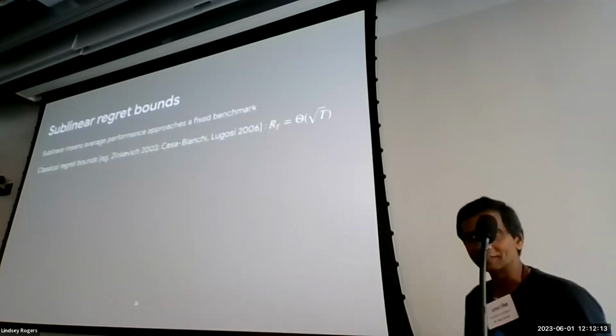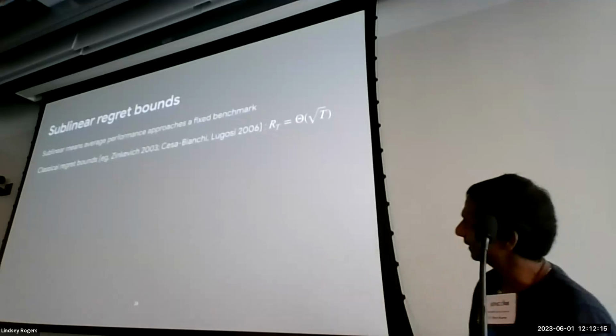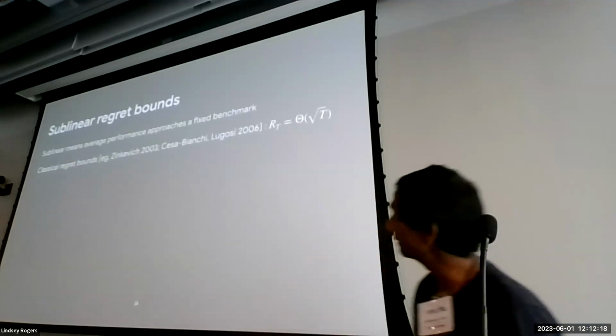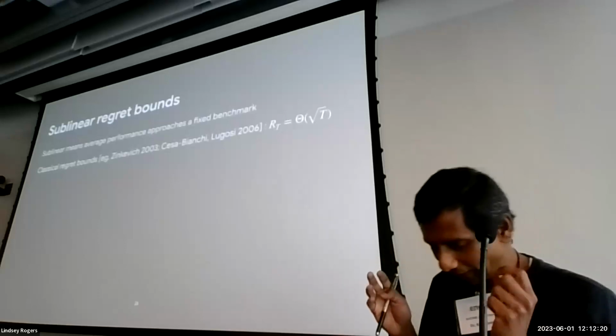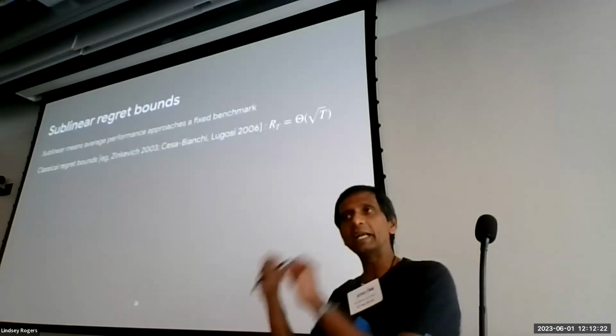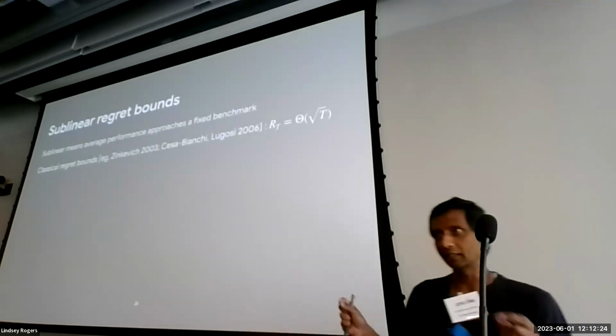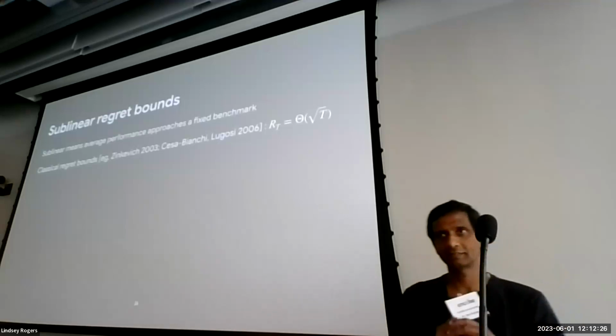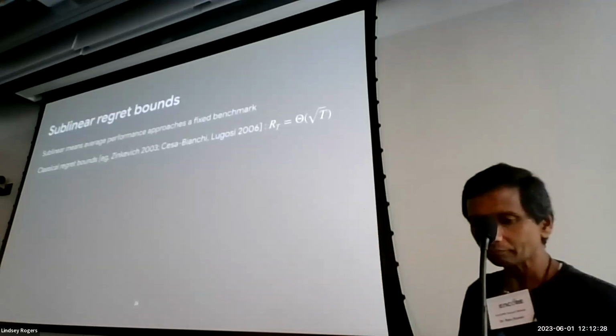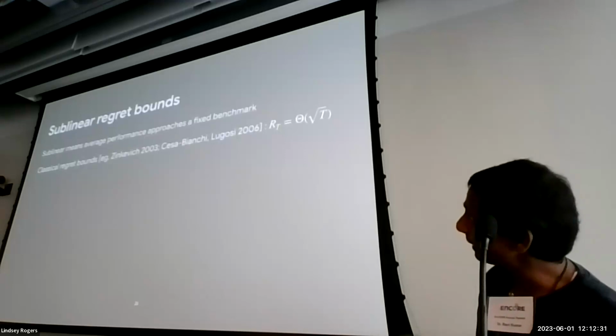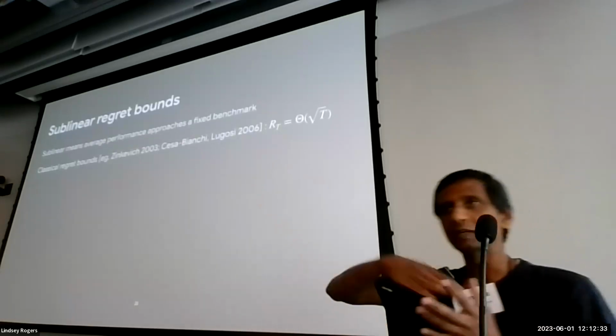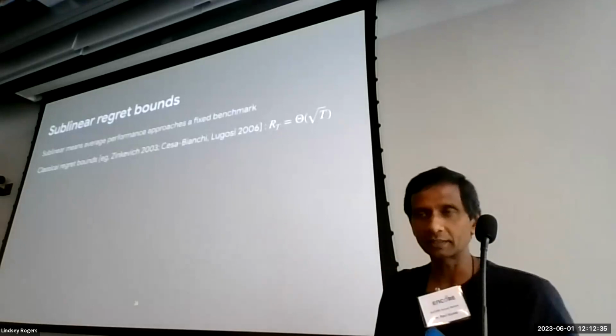Now, of course, we are not the first to ask this question about sublinear regret. Just to take a step back, remember our goal is to get sublinear regret and ideally log regret. That's the ultimate goal of this, because sublinear regret means the average performance approaches a fixed benchmark W star.